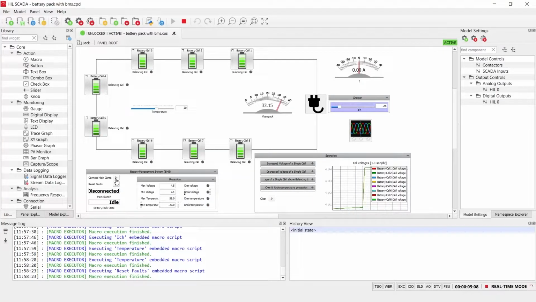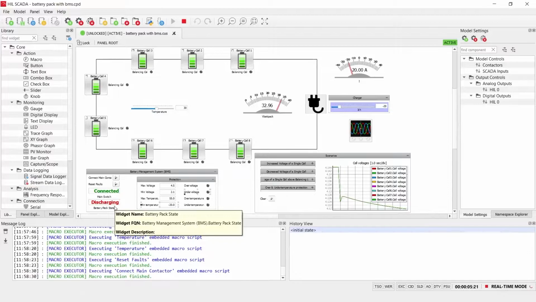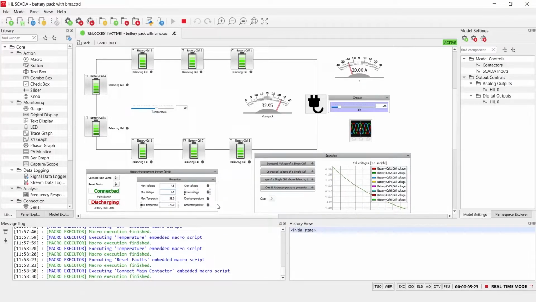Now I will also need to give the manual signal to connect the main contactor. When I do this, the current is then again applied through a charger. The battery pack is being discharged, as we can see here. Then we can also demonstrate an overvoltage and an undervoltage protection of these battery cells.